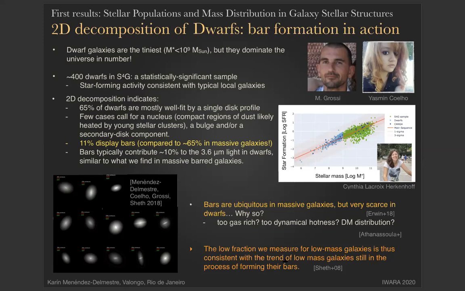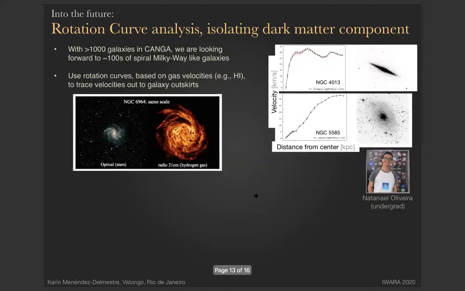But the low fraction that we measure is consistent with the trend that dwarf galaxies is where the action is happening in terms of bars. They're still in the process of forming their bars. And interestingly, this is something that is new from our work: looking at the stellar mass content in these structures. We see that roughly 10% of the mass is contained in these bars. And this is similar to what we find in massive barred galaxies, which is quite interesting, because we have few galaxies that do contain bars, but those that do seem to involve the same amount of matter in the galaxy.